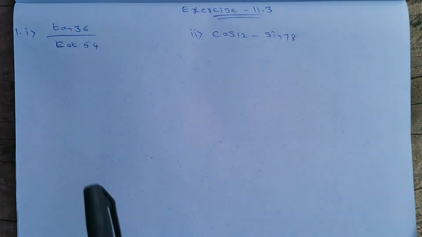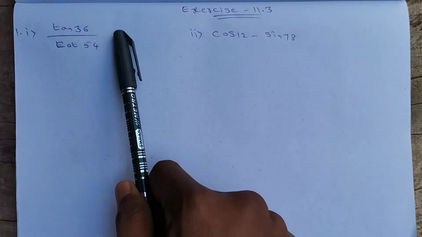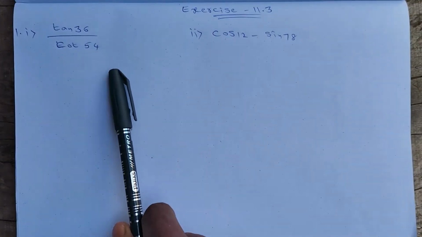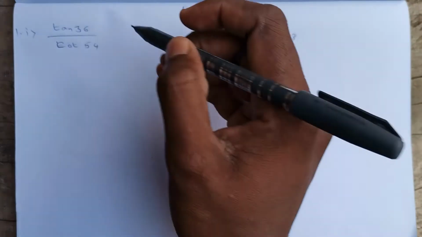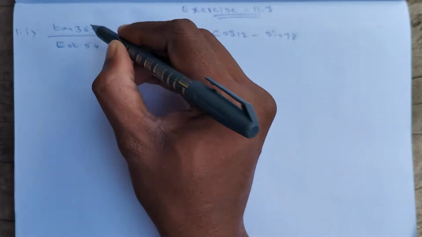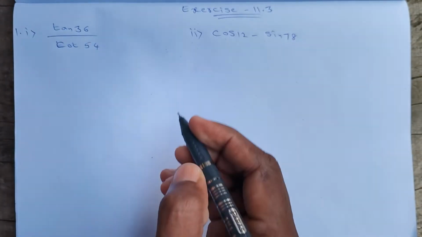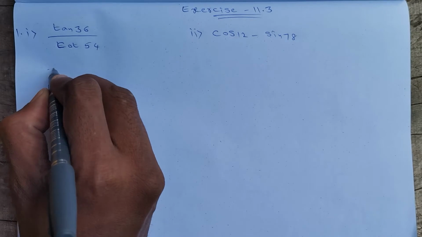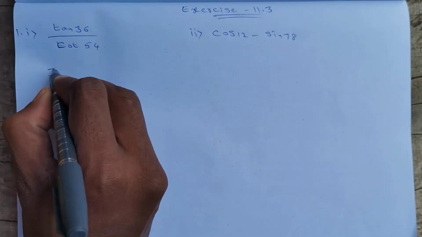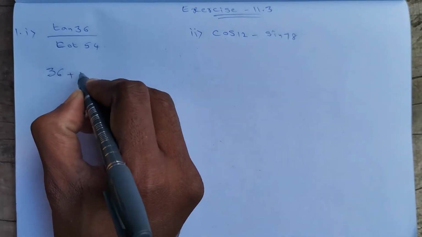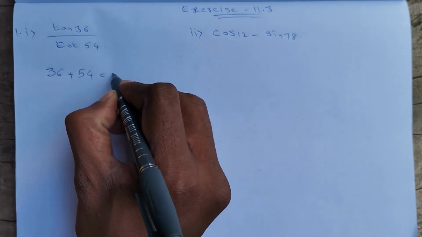Okay, the first question is, what is the value of tan 36 divided by cot 54? Whenever you get this kind of question, first check the angles given in the question. Here the given angle is 36 degrees and in the denominator it is 54 degrees. If you add those two angles, 36 plus 54, it always leads to 90 degrees.